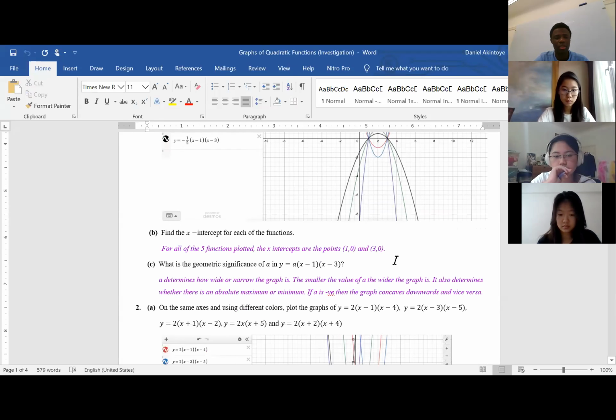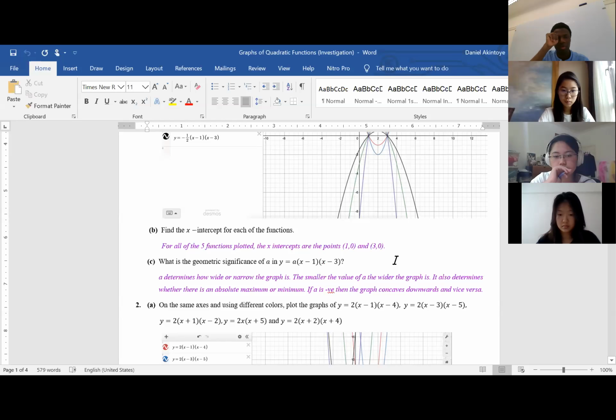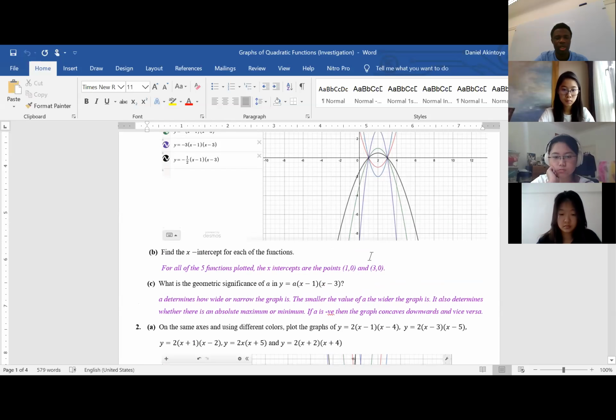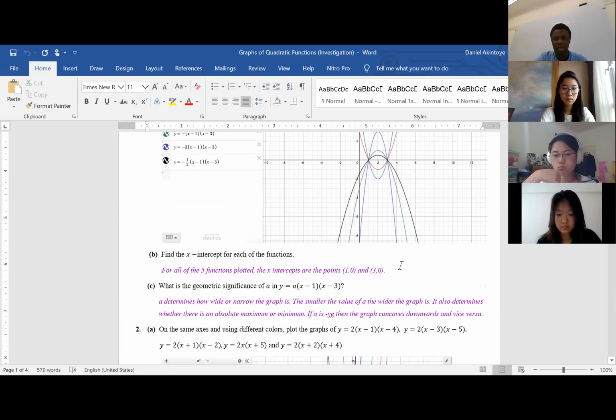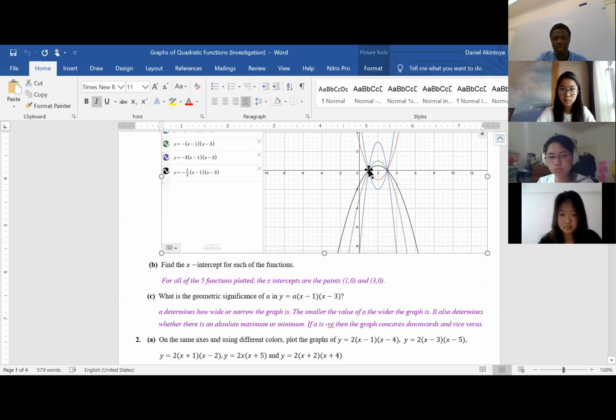And from this, the first question is, what is the X intercept of each of these? And you could see that they all have the same X intercept. So you don't have to write it one by one if they are all the same. For all the 5 functions plotted, the X intercepts are this and this, that's correct. One of them is this point and the other is this point.